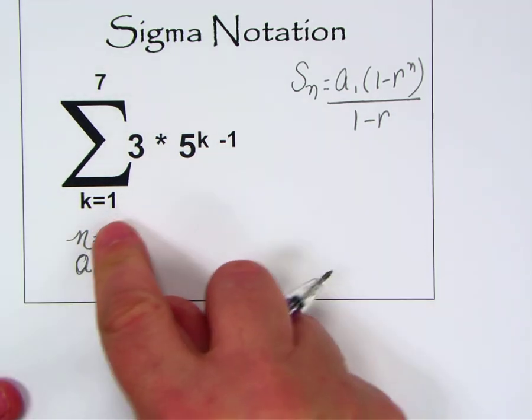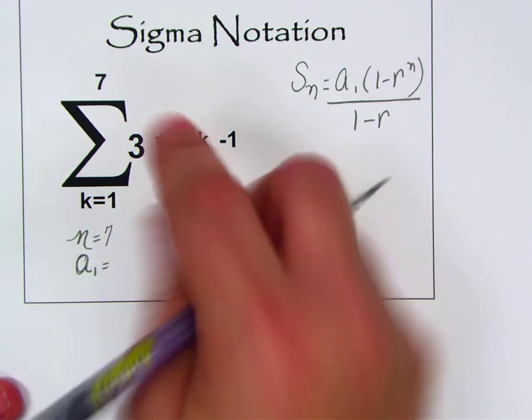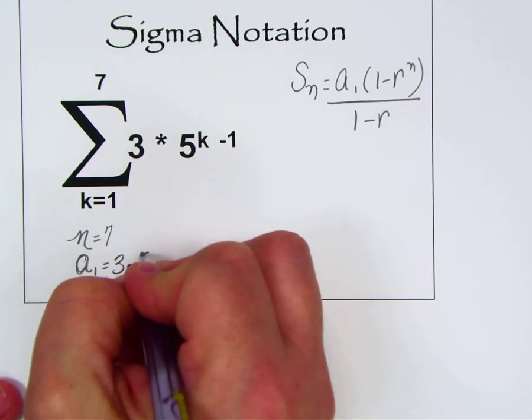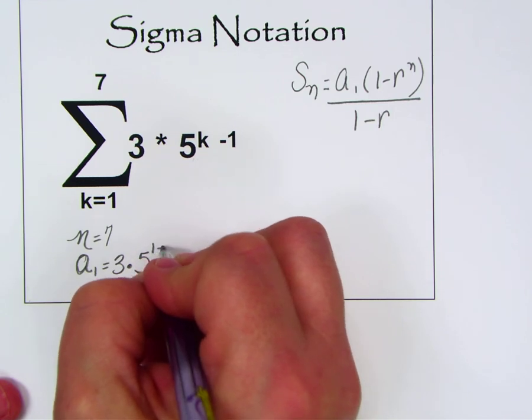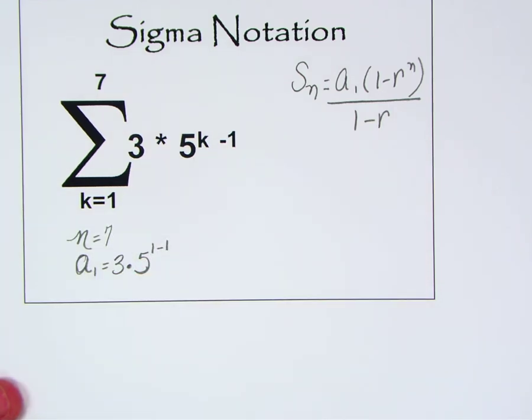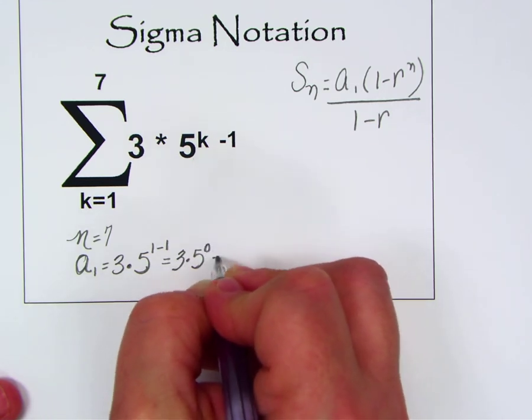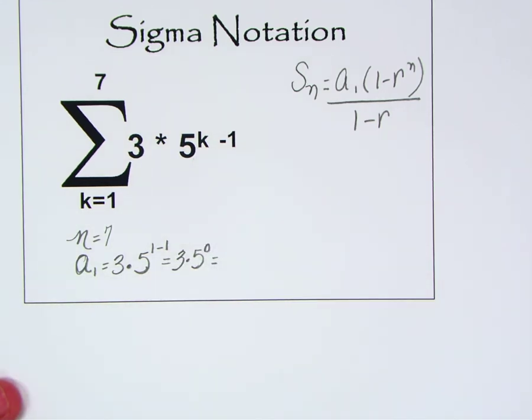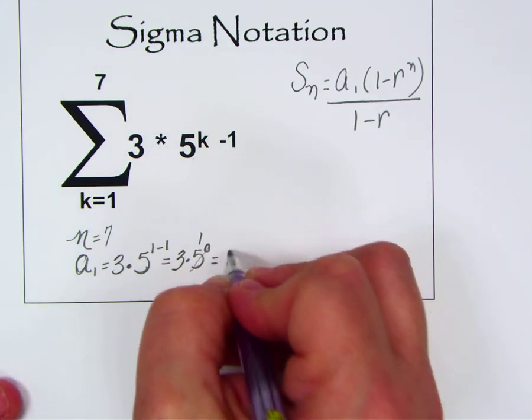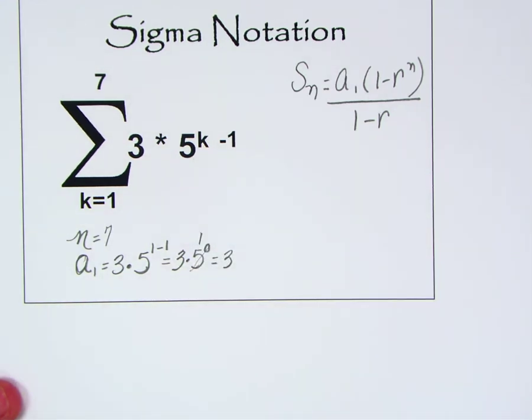The first term is what I get when I put this number in here, right? 3 times 5 to the 1 minus 1 power. So that's 3 times 5 to the 0 power, which is a 1. So that's 3. Okay, what else do I need to know? I got n, I got a sub 1. The common ratio, yeah.